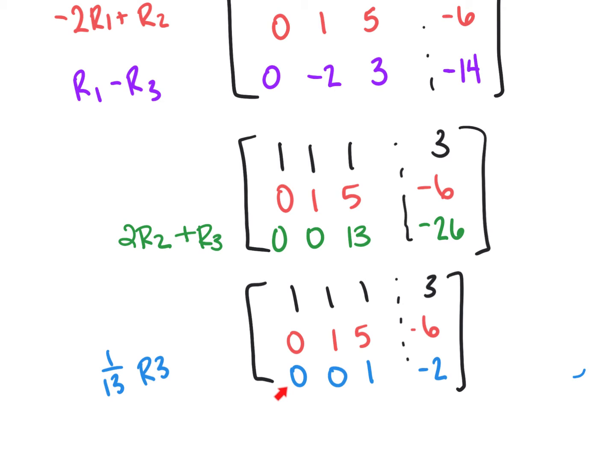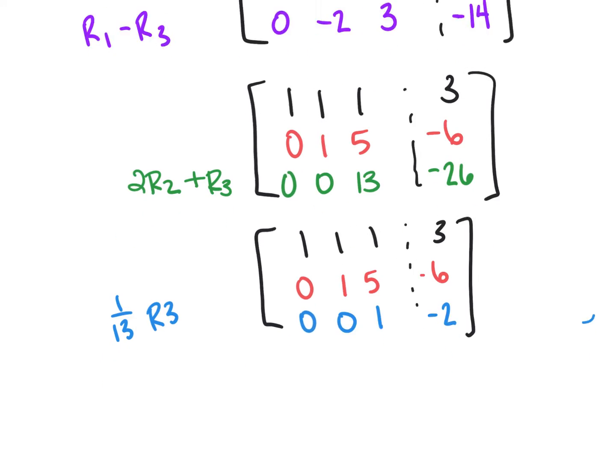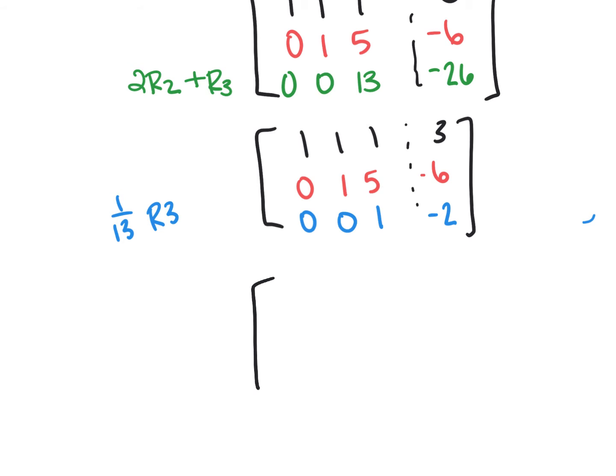Well, look what I can do. If I do negative 5 times R3 plus this, right? Anytime I do something multiplied by a 0, what am I going to get? A 0, right? So watch what happens when I do this. 1, 1, 1. I'm not going to touch that bottom row. The bottom row is going to say 0, 0, 1, negative 2. I'm going to multiply the second row by negative 5 R3, and I'm going to add R2 to it.